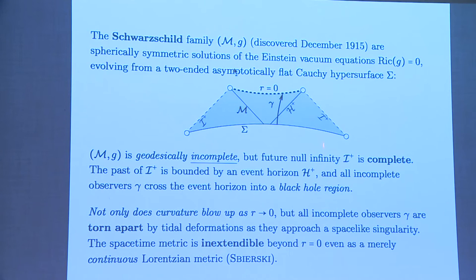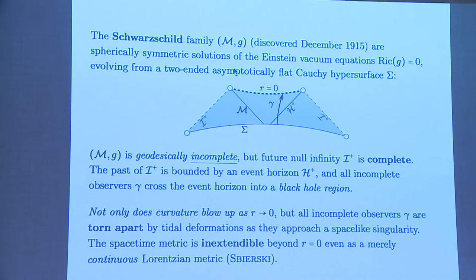And moreover, not only does the curvature blow up, which we know from PDE theory, that curvature blowing up per se is not necessarily fatal, the metric itself blows up in some sense. And well, the correct way to say that is that the metric is inextendable beyond r equals 0, even as a merely continuous Lorentzian metric. Okay. And actually, that statement was only recently proven in a nice paper of Jan Sbierski.